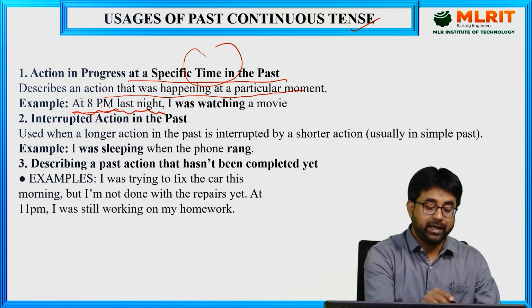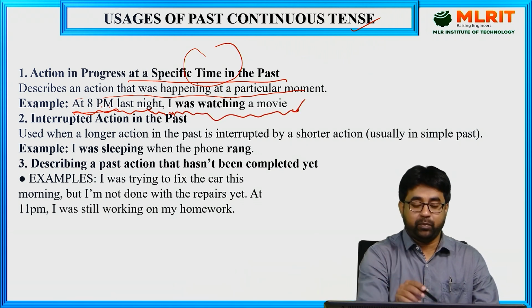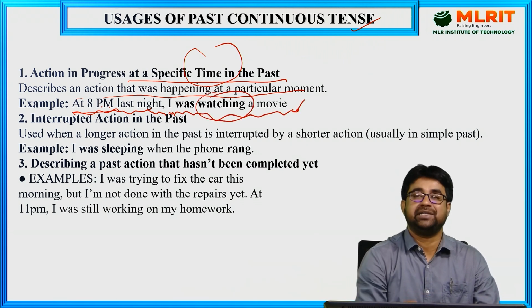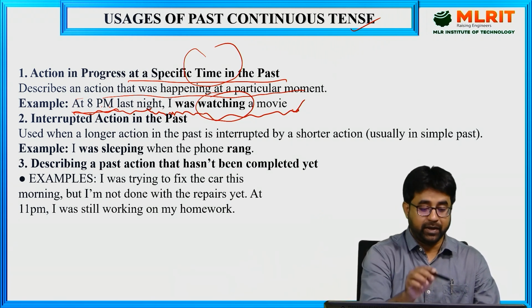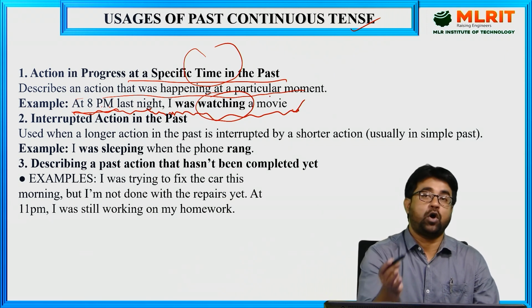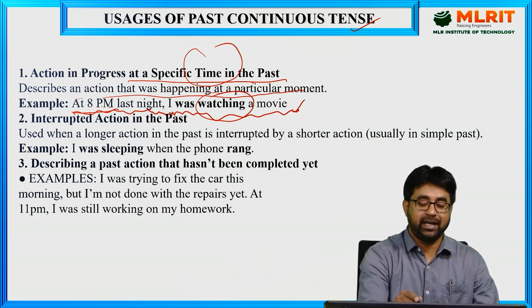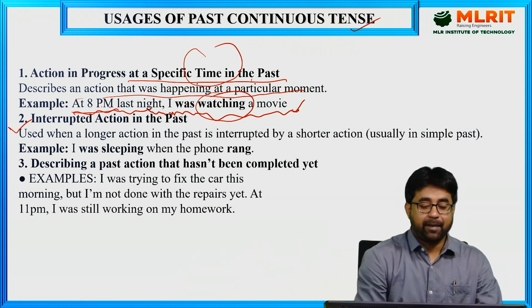So at 8 p.m. yesterday or last night, what happened? What was I doing? I was watching a movie. So at 8 p.m., this act of watching a movie was going on, right? Yesterday 8 p.m. So that's why, to talk about an action that was ongoing at a particular moment in the past, we use past continuous. So that is the first usage. Second one, interrupted action in the past.